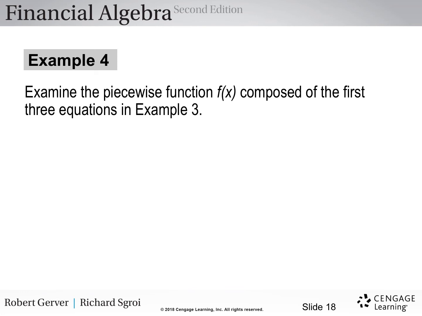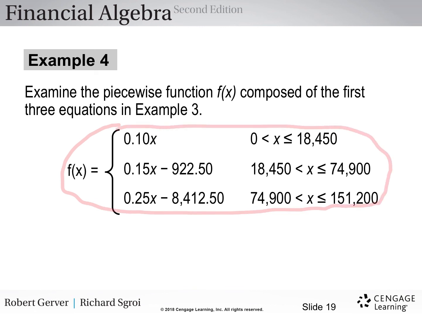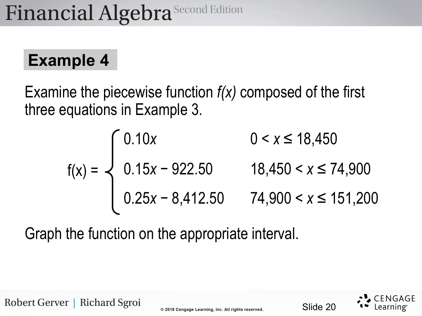Well, now, in example 4, they want us to examine the piecewise function composed of the first 3 equations in example 3. And these first 3 equations can be shown right here, all right? So this is for x values from 0 all the way up to 151,200. We have 3 different rates here, or brackets, if you will. So now we're going to graph the function on the appropriate interval. We've got 3 sections here to graph.